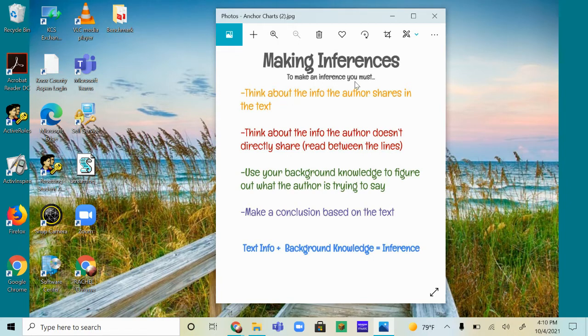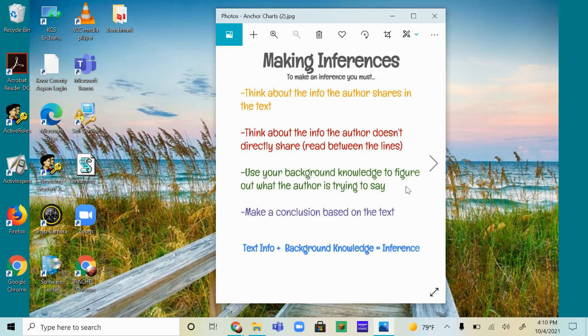When we make inferences, we must think about the info that the author is sharing in the text. That's pretty obvious. The author is going to give us the most important information. But then you also have to think about the info the author isn't directly sharing. Maybe he's giving you some clues and giving you the chance to figure something out on your own. We also call this reading between the lines. Okay, so not everything is going to be stated directly. Some stuff you're going to have to figure out.